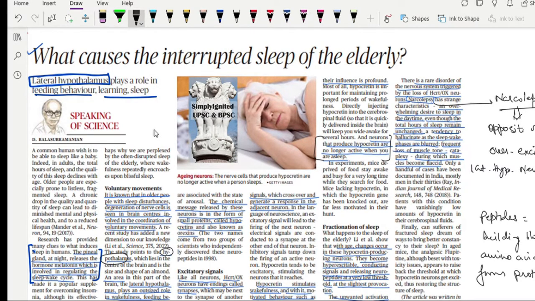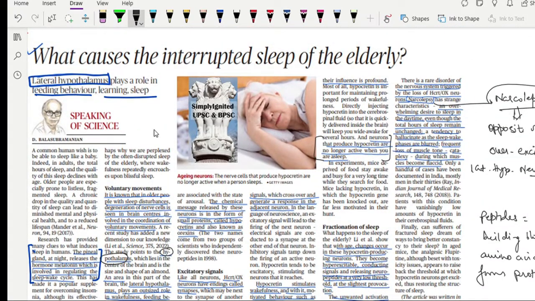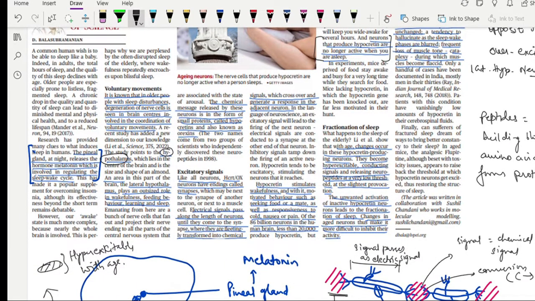Okay, so it is a disease where one feels the need to sleep even in daytime, even though the total hours of sleep remain unchanged. There is a tendency to hallucinate as the sleep-wake phases are blurred, and frequent loss of muscle tone, cataplexy, during which muscles become flaccid. So this is a disease related to the reversal of this overexcitement. Okay, and there is nothing much here. Finally, their sleep cycle is disturbed, and these things are written here. You can read it and understand it.